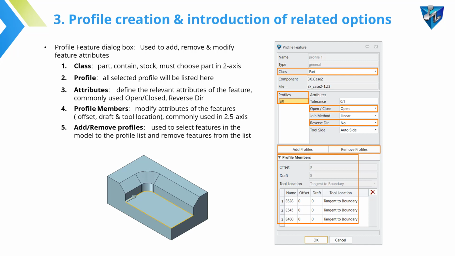and tool location is mainly used in 2.5x. I will have further explanation later. And add and remove profile, as its name suggests, is to add or remove features from the list.